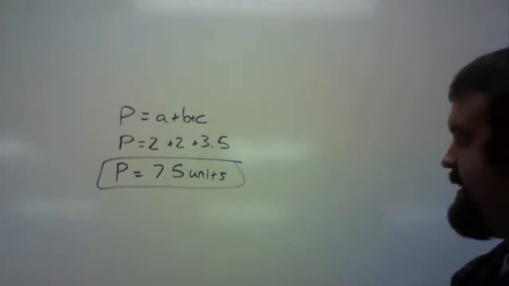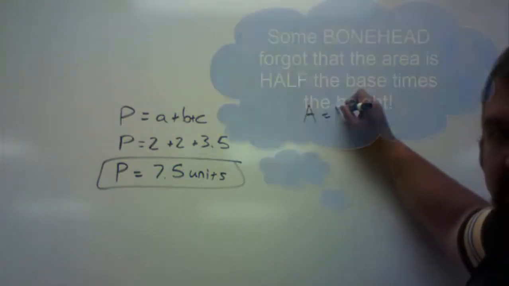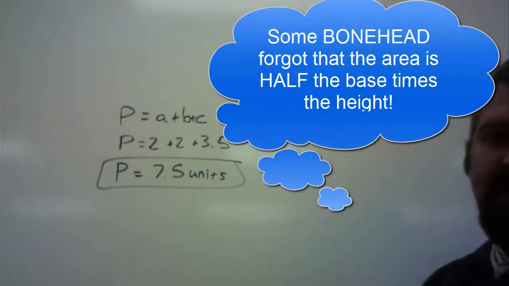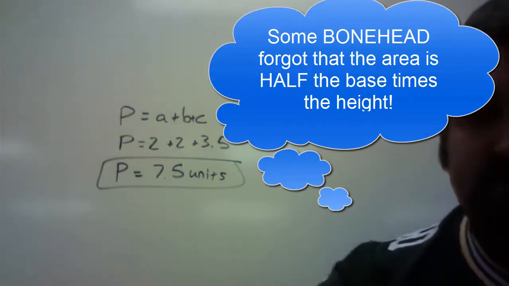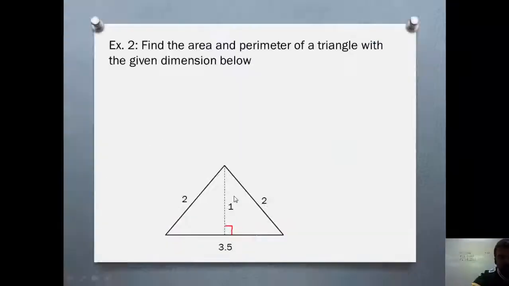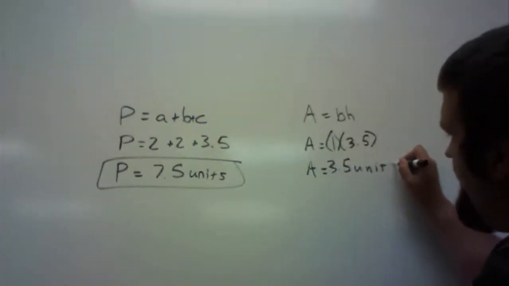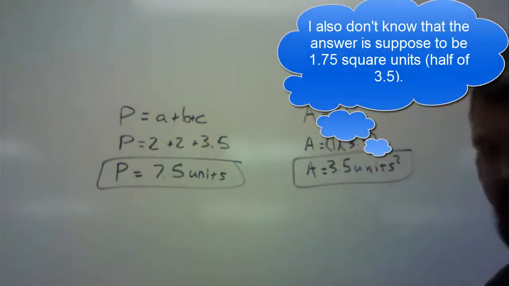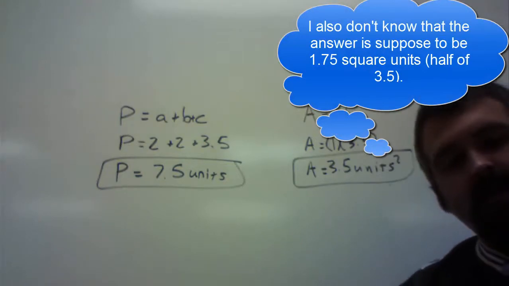Next, to find the area, we will have to do base times height. This will always be where there's a right angle drawn. So in my diagram up here, this right here is going to be the height because it's not a side length. This here is going to be the base because it's a right angle to the height. So my answer will be 1 times 3.5. So my area is 3.5 units squared. Again, I don't know what the units are, so I'm just going to put units in there, and squared because it's an area.